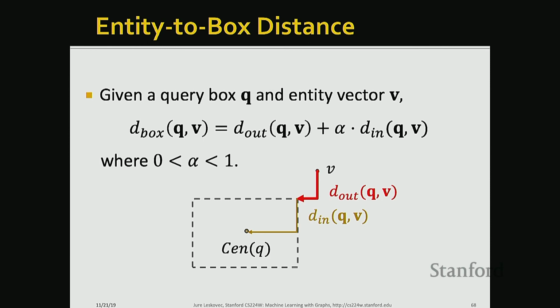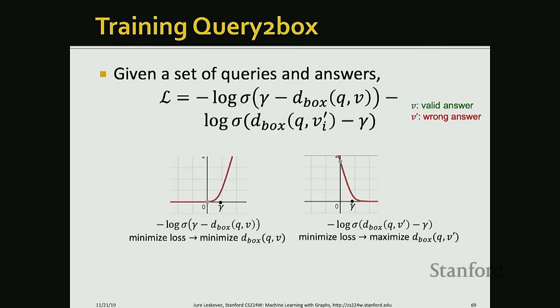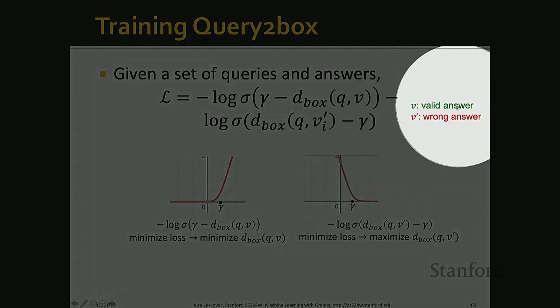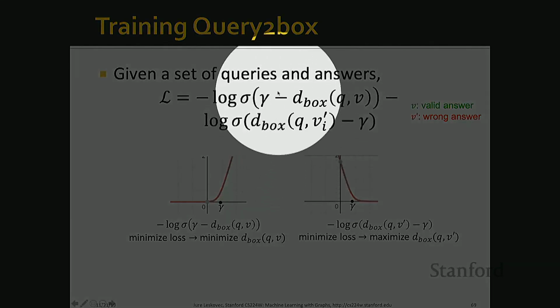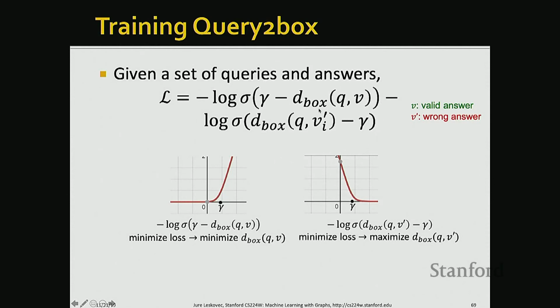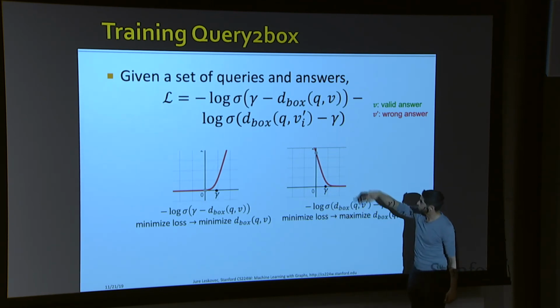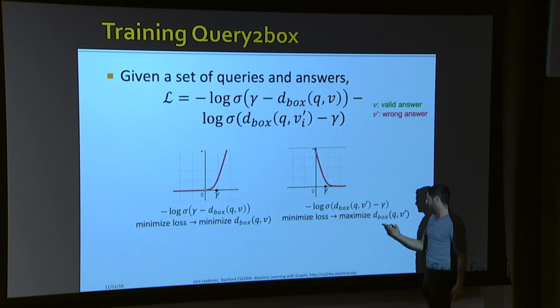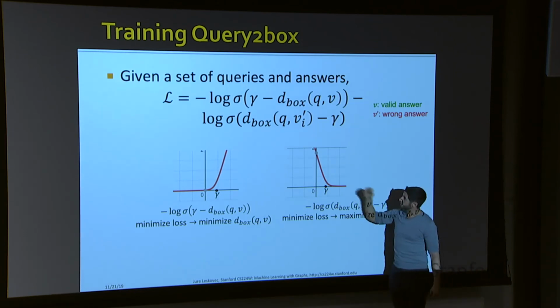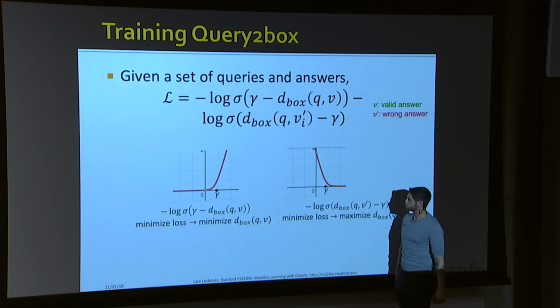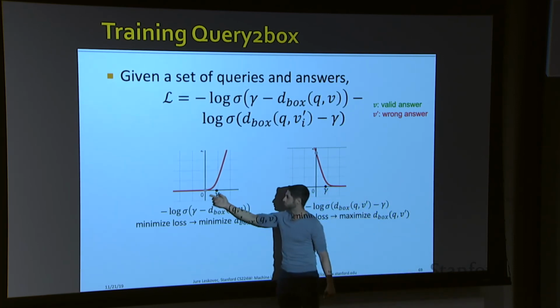Once we have this distance, we can apply something very similar to the TransE training that we've seen before. Given a set of queries and answers, B are the valid answers and B prime are the wrong answers. So you can think of them again as valid triples and corrupted triples. The upper part of our loss function tries to minimize the distance of the valid triples, our B. And the bottom part tries to minimize the loss once again by maximizing the distance between the query and triples that are not valid, answers that are not valid. If you are asking yourself why it is a log times sigmoid and so forth, just get this intuition: these functions look like that.